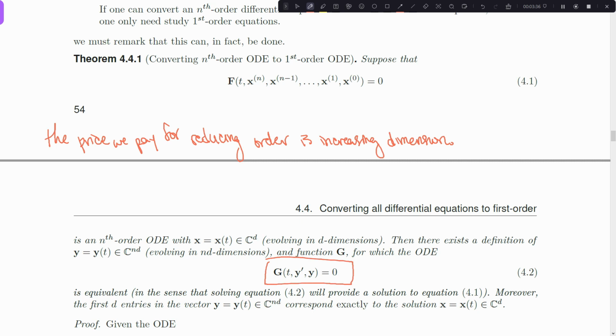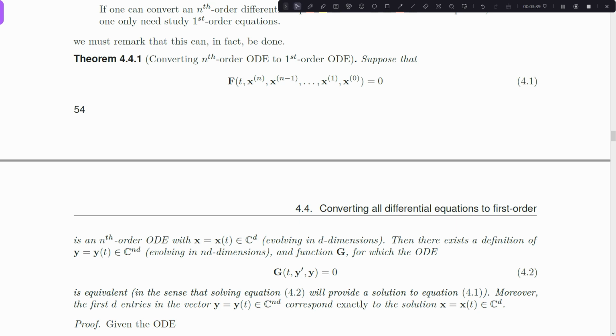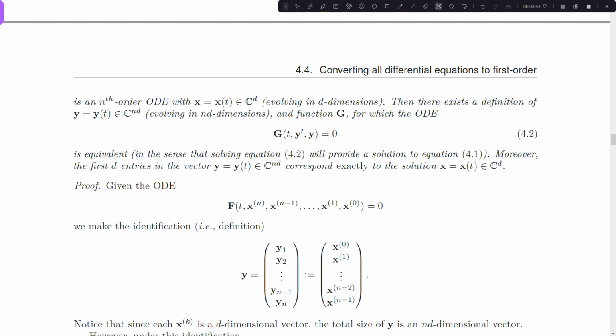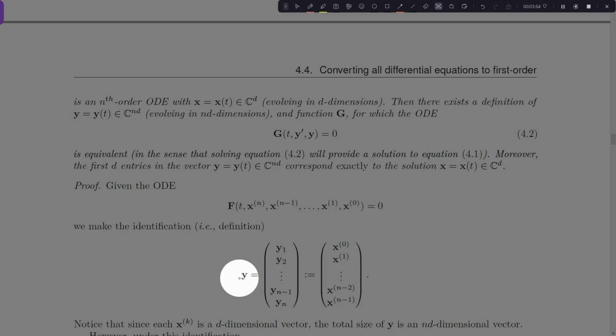So let's actually see how we do this. I'm going to go through the proof, but I'm only going to highlight specific parts of it. I'm not going to completely go through the entire proof because that's not necessarily important for how we would do this practically. So the way we're going to think about this is we have our original ODE, and I'm going to define my vector y. Each entry in the vector y is going to be defined by a derivative on x. So y1 will be x0, y2 will be x1, yn-1 will be xn-2, yn will be xn-1.